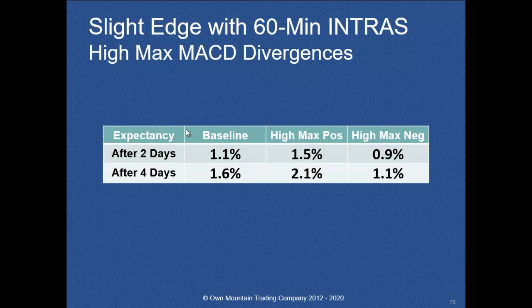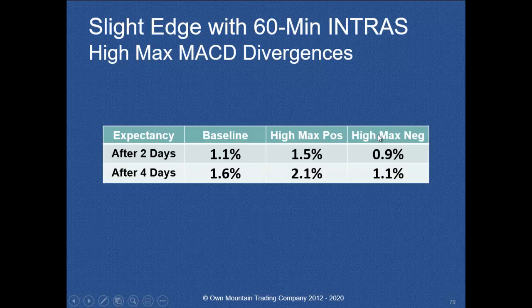And the baseline is just buying on the open, selling 2 days later or 4 days later. And you can see that over time, the market has tended to go up. That's the average. The expectancy is an average of the gains over time. When we have a high number of positive divergences, like when it was over 100, the market seemed to go up even more. And after 4 days, it was more pronounced, going up an average of 2% versus a 1.6% expectancy.